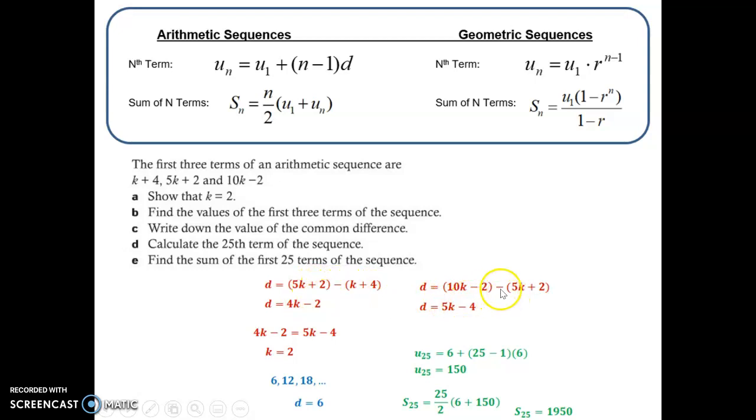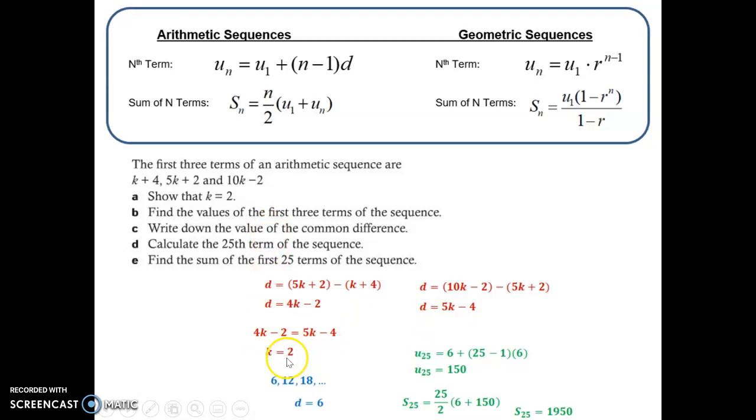Over here, same thing, we have the minus sign here. It applies to this and this. So 10k minus 5k is 5k, and negative 2 minus 2 is negative 4. As I said, the common difference must be the same because it's an arithmetic sequence. So this can be set equal to that right here, and we get k equals 2. Great, that was that work.